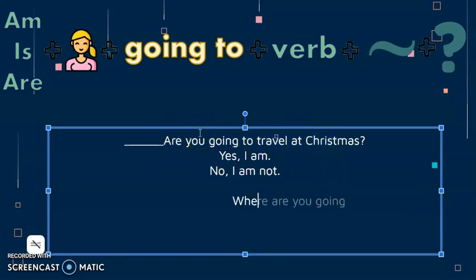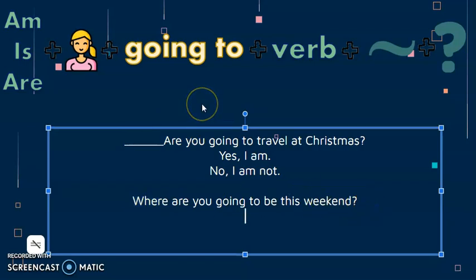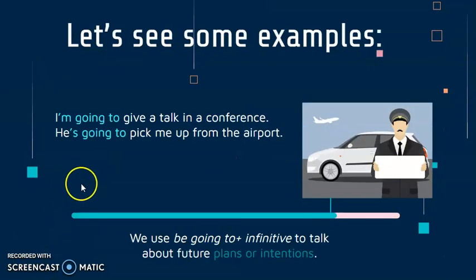For example, I can say, where are you going to, and a verb, where are you going to be this weekend? So I have to answer where, the place where I am going to stay. So I am going to be at home. Okay, now when I have to use be going to, so let's see some examples.